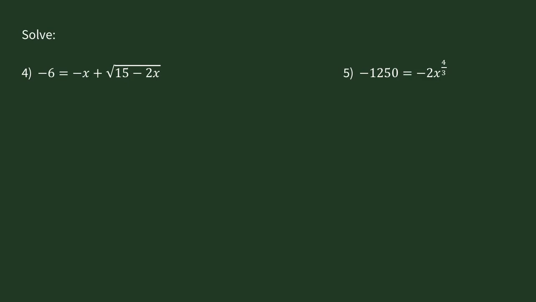So number 4 has a square root in it, and we're going to need to square both sides of the equation to cancel out the square root. But before we do that, we want to isolate the square root part. We just want that by itself on one side. So that means we need to move this x to the other side of the equation.